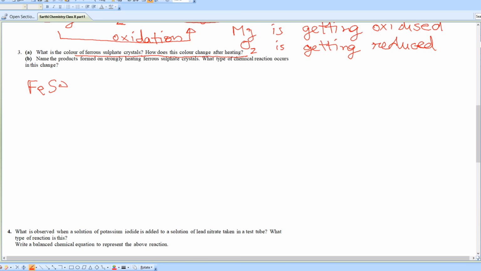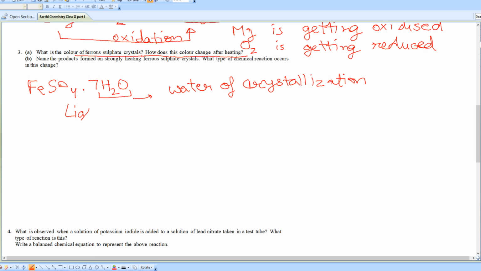Ferrous sulfate is a hygroscopic substance. So it absorbs water and this 7H2O, these water molecules are water of crystallization. So ferrous sulfate has absorbed the water molecules from air or from the solution and has formed ferrous sulfate crystals which are light green in color.